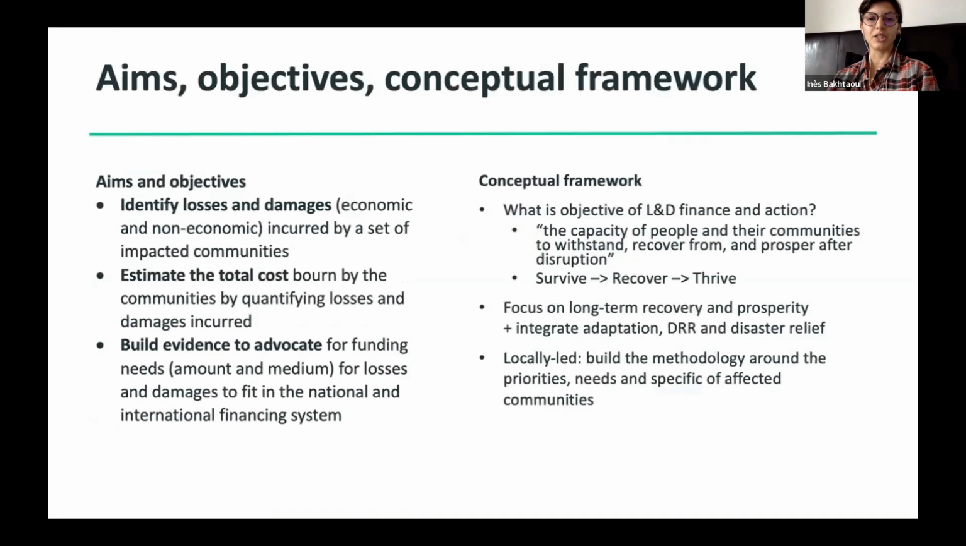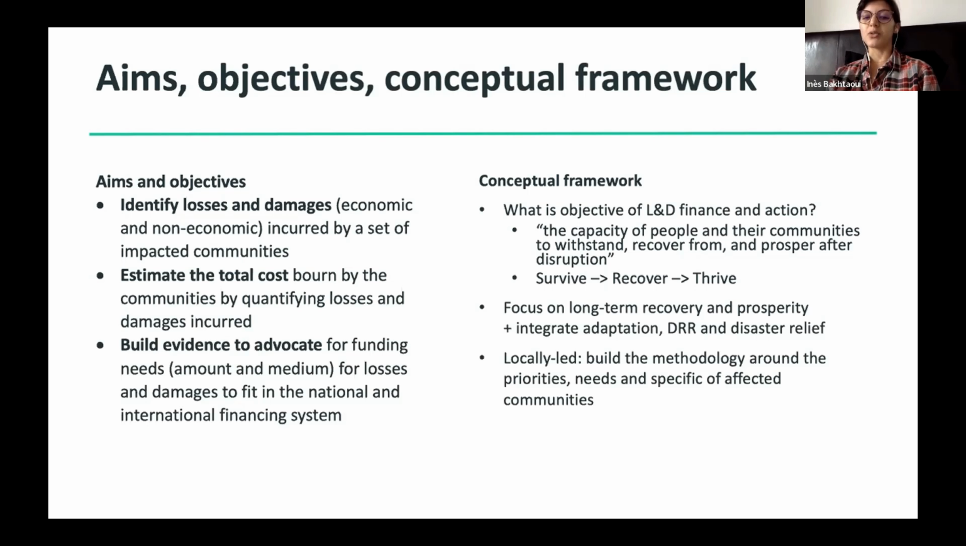So about the methodology, what do we want to do with this project? There are three things that we'd like to do. The first one is to identify losses and damages, both economic and non-economic, that have been incurred within a set of impacted communities that we have pre-identified. The second is to estimate the total cost of the damages borne by the communities by quantifying the losses and damages that have been incurred, and to identify finally the type of activities that they want and they need to implement to recover from those impacts and to recover from those losses and damages.